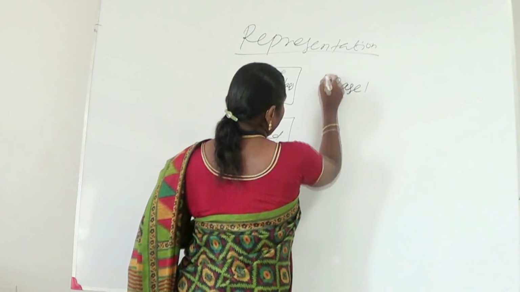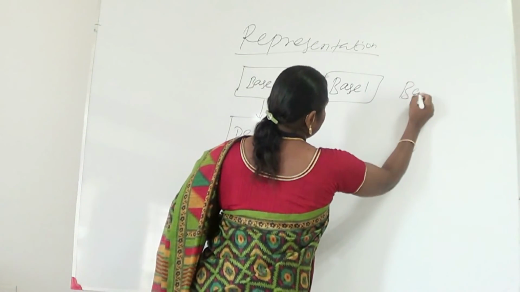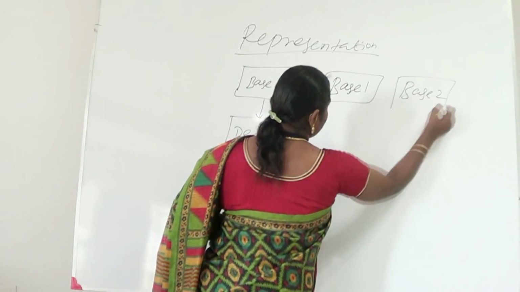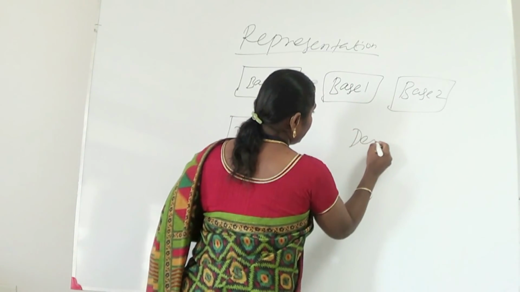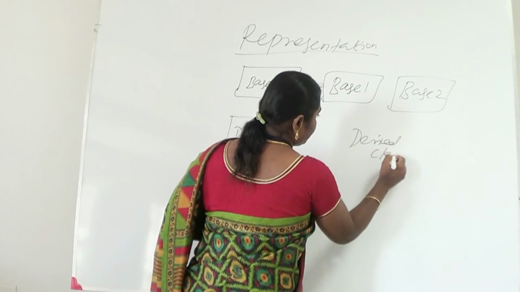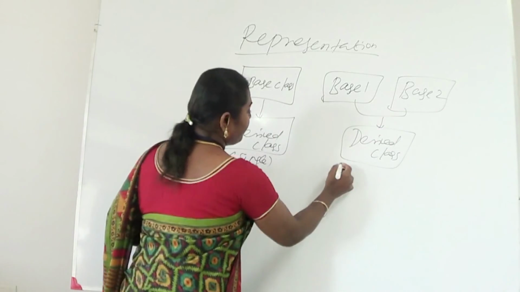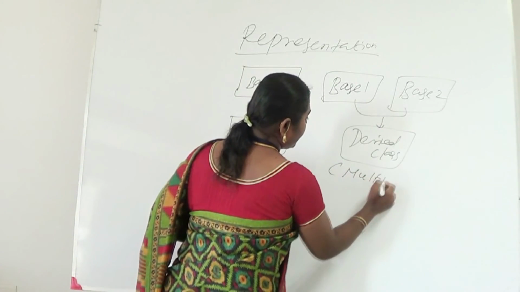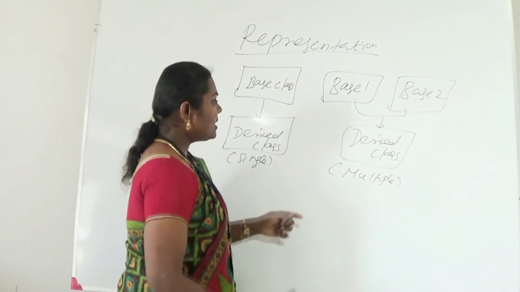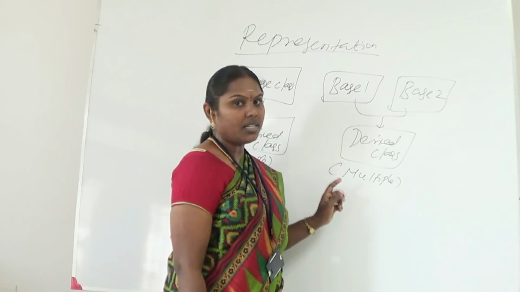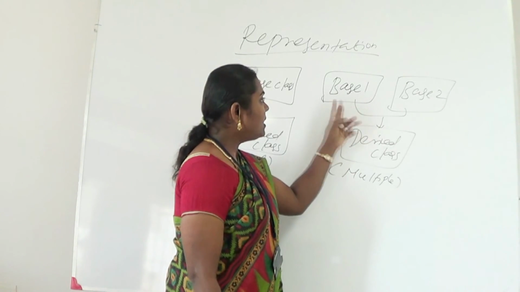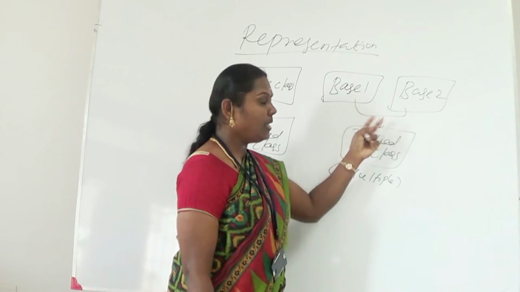Then multiple inheritance. Here we specify two base classes, that is Base 1 and Base 2, and then one derived class. So this is the representation of multiple inheritance. The derived class can inherit the properties and methods from more than one base class, that is two base classes here, Base 1 and Base 2.